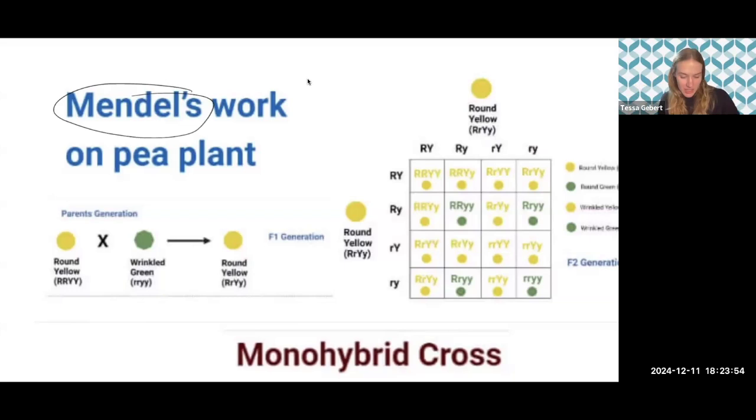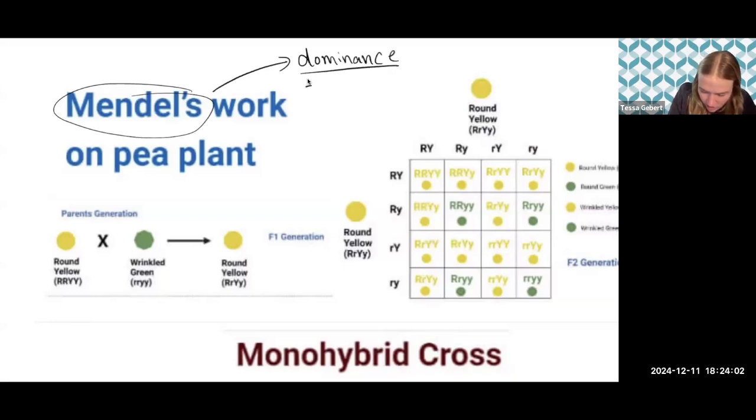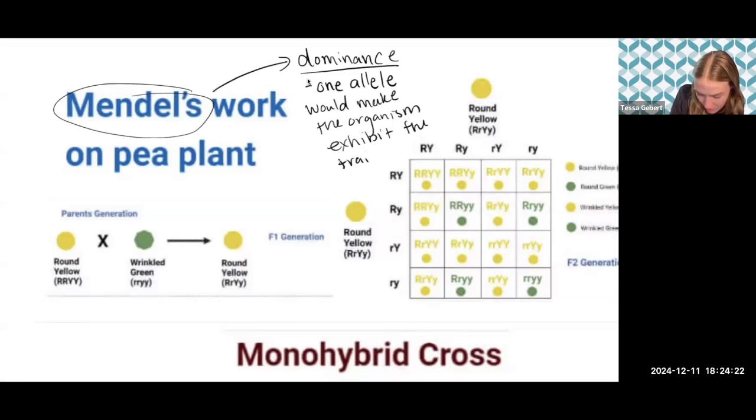Well, he came up with an idea of dominance. So dominance is the idea that one allele would make the organism exhibit the trait. In comparison to what you would need for a recessive, where you need two alleles.